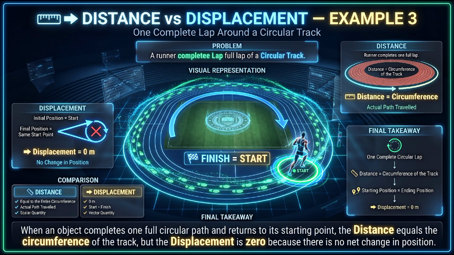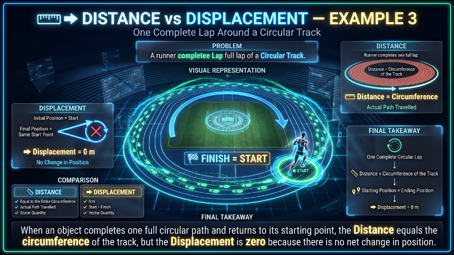This example helps us understand what happens when an object moves in a complete circular path. Imagine a runner standing at the starting line of a circular track. The runner begins running and completes one full lap around the track. After finishing the lap, the runner arrives exactly at the same point where the journey started. Even though the runner has traveled all the way around the track, the starting point and the ending point are exactly the same. To calculate the distance, we consider the total length of the path traveled.